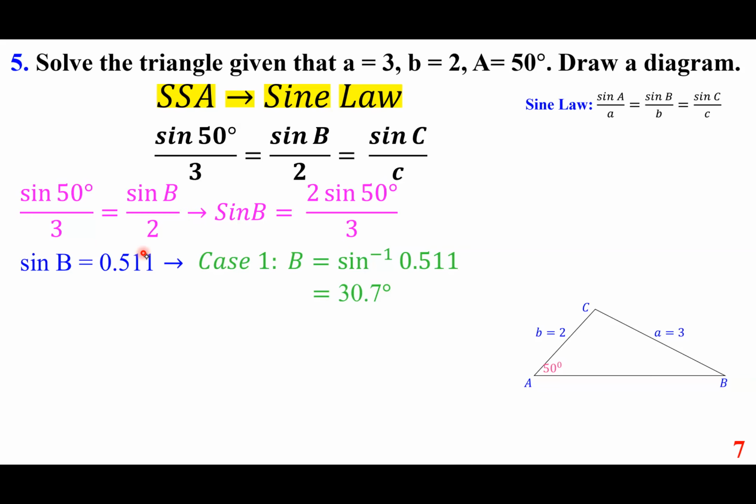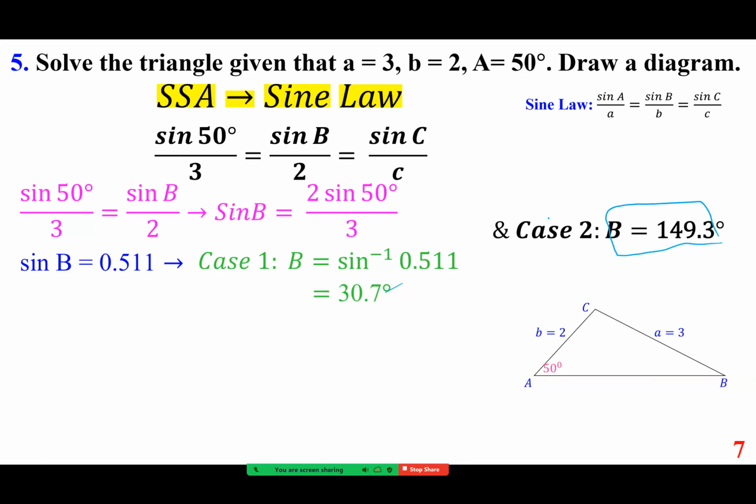Now, case 2, B is 149.3 degrees. How do we get that? Sine is positive in the first and second quadrant. So B here is 180 minus 30.7 degrees. It's not possible. Why is that? Anybody?